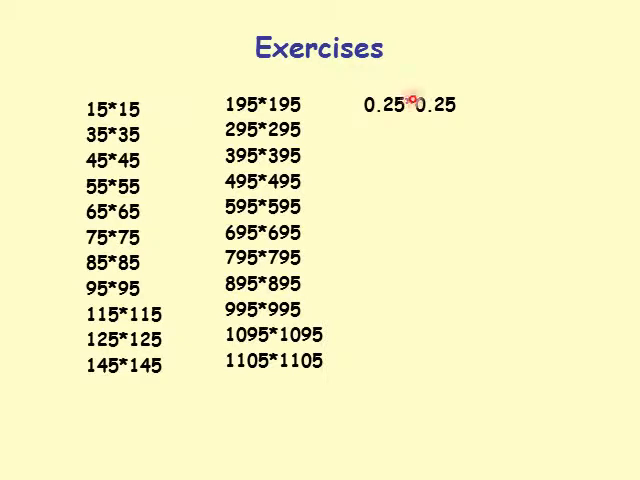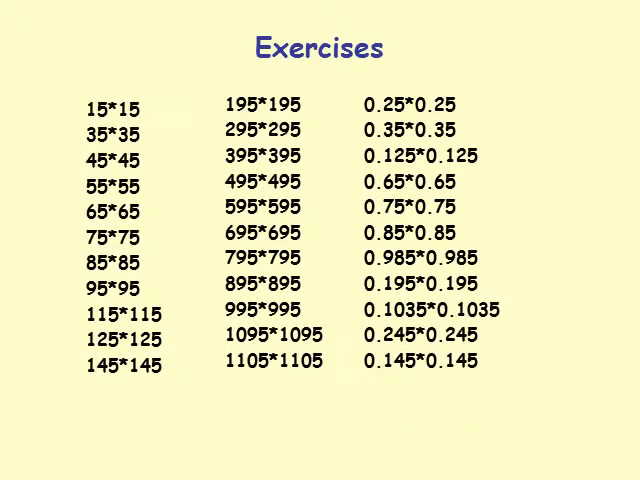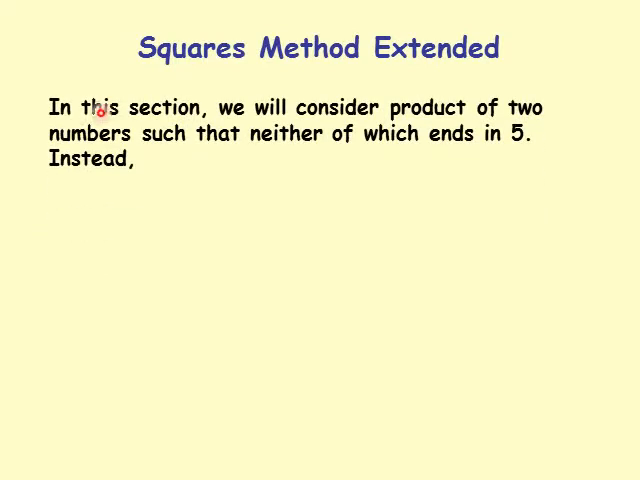Now some fractions: 0.25 times 0.25, which we discussed already; 0.35 times 0.35, 0.125 times 0.125, 0.65 times 0.65, and some more. Okay. We're going to extend the method we just studied. In this section we will consider the product of two numbers such that neither of them ends in 5.